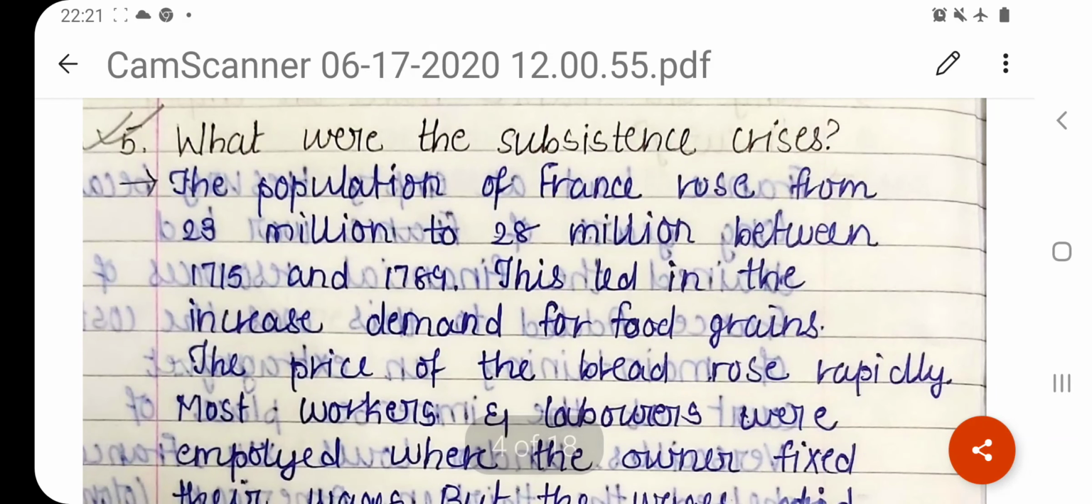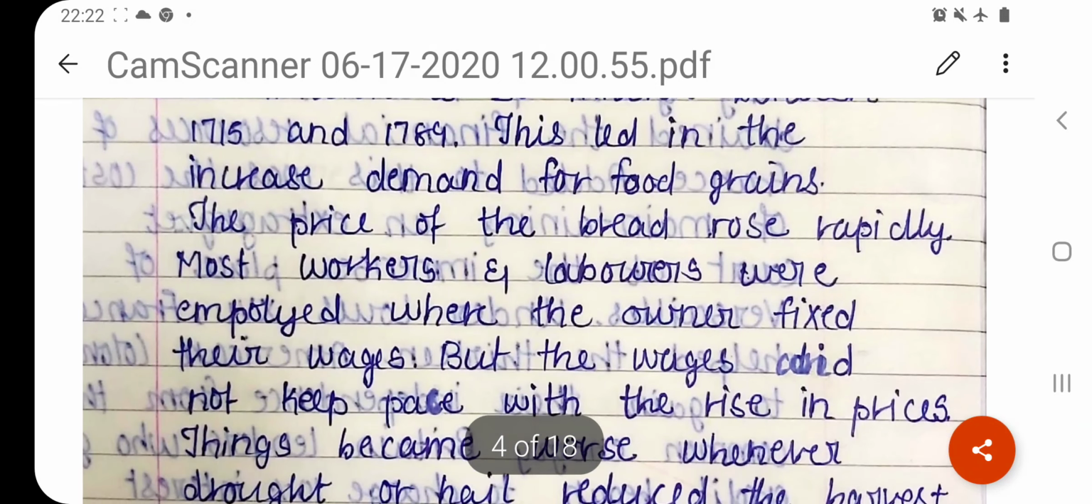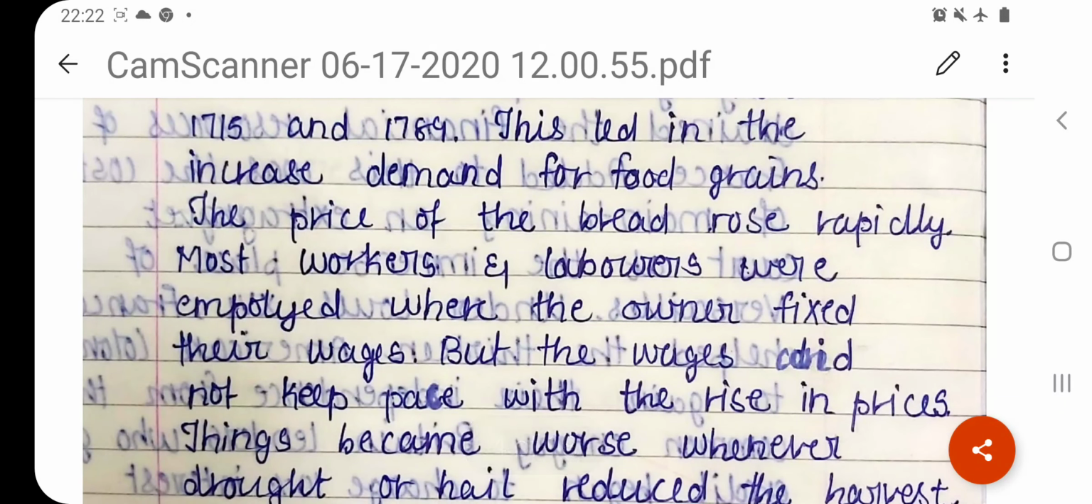What was the subsistence crisis? I already told you in the keywords, subsistence crisis is when people are not able to fulfill their basic needs, especially regarding food. The population of France rose from 23 million to 28 million between 1715 and 1789. This led to an increase in demand for food grains because the population had increased. Of course, they will need more food, because there are more mouths to feed. The price of bread rose rapidly, so food became expensive.